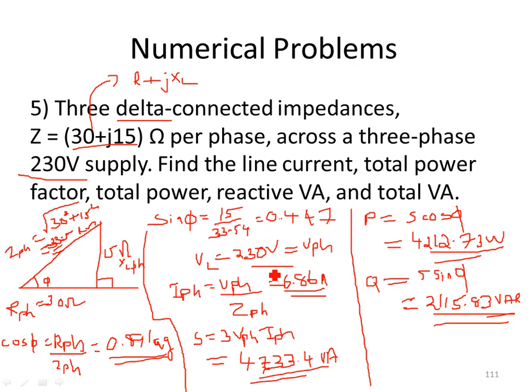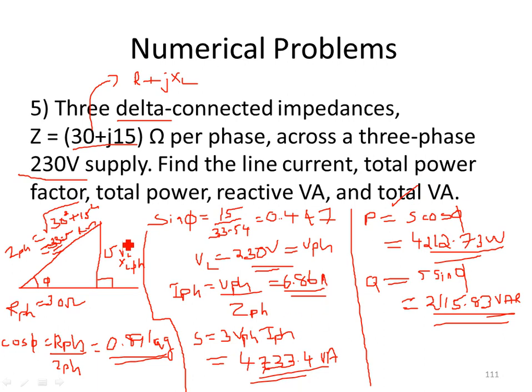Now line voltage I have already mentioned as 230 volt. Now what is phase current? Phase current is phase voltage by Z phase. That is V phase by Z phase, equal to 6.86 ampere. V phase is 230 volt and Z phase is 33.54 ohm. Now coming to apparent power. Apparent power is the total volt ampere. Total volt ampere is given by 3 times V phase I phase, that is 3 into 230 into 6.86. That gives 4733.4 volt ampere.